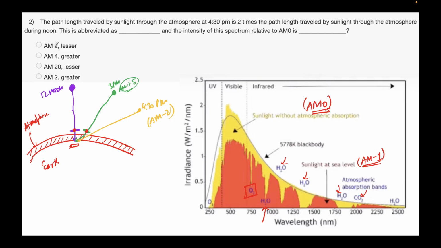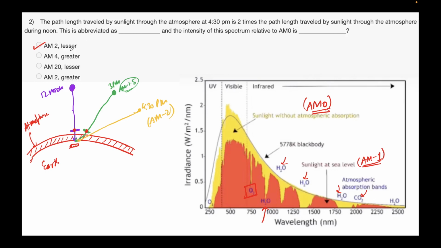The path length is twice, and the intensity with respect to AM0, as you can see, will definitely be lesser, because more of it will now be absorbed and dispersed in the atmosphere. So this is the correct option. AM2 denotes the path length with respect to the minimum length, which happens at 12 noon, and the intensity will naturally be lesser.